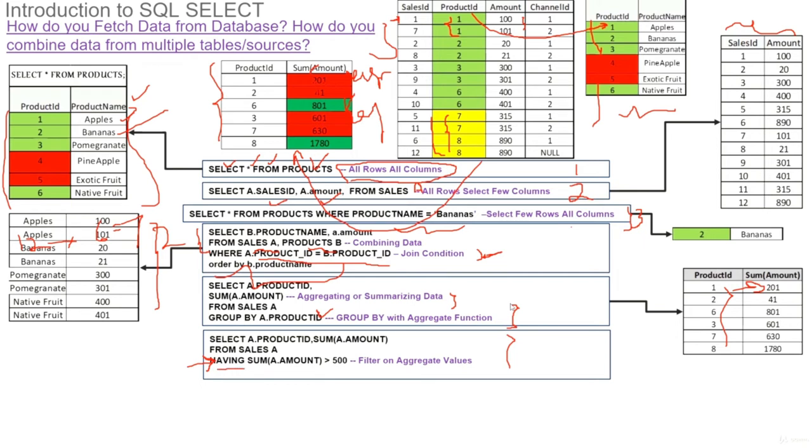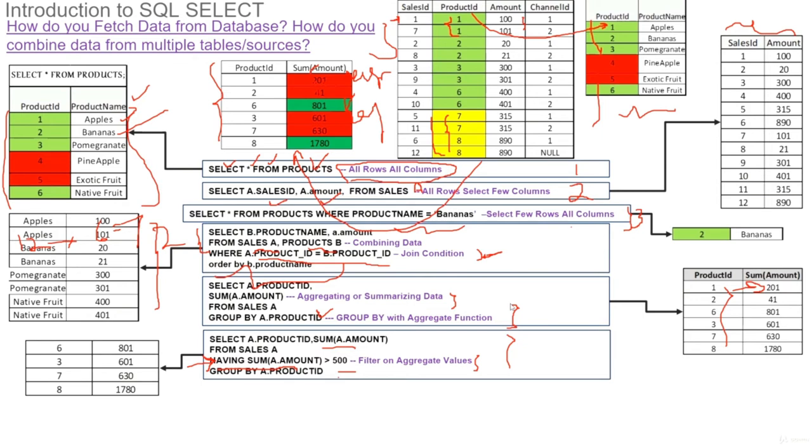So, select a dot product ID, comma, sum of amount from sales. Having is similar to where, but it is applicable only to aggregate functions. Having sum of amount greater than 500. So this is the filter on aggregate values. So this is a complete query. The group by still needs to be added. Okay. So with this group by also, because I'm doing an aggregation, I'm using a group by, and because I want to do a filter on the sum value or the aggregate value, I'm using a having clause.